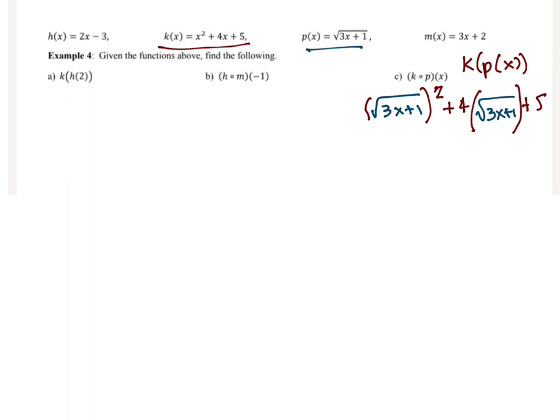So the square root of 3x plus 1 squared makes 3x plus 1. Then 4 times the square root of 3x plus 1. I can't distribute the 4 into the radical sign. At the end, we have plus 5. The only thing else I can think of to do here is combine the 1 and the 5. So 3x plus 6 plus 4 square roots of 3x plus 1.